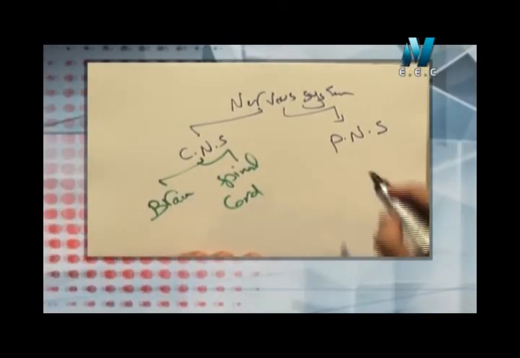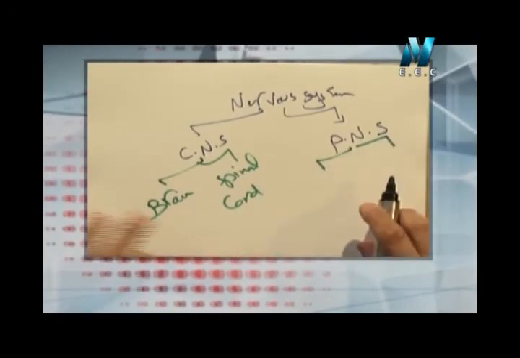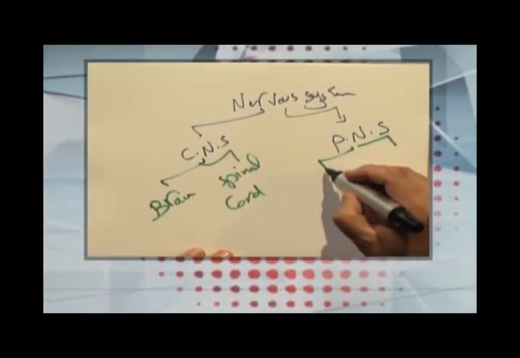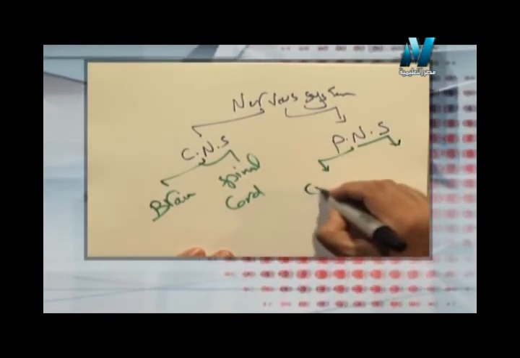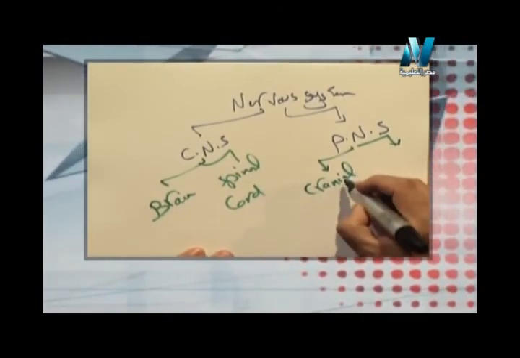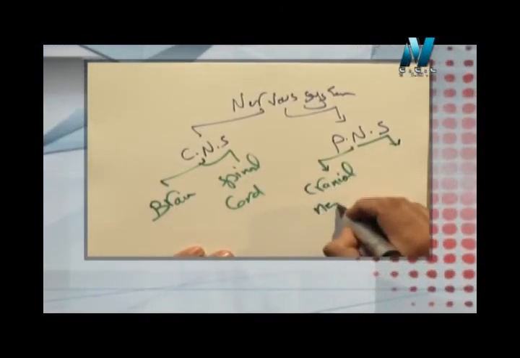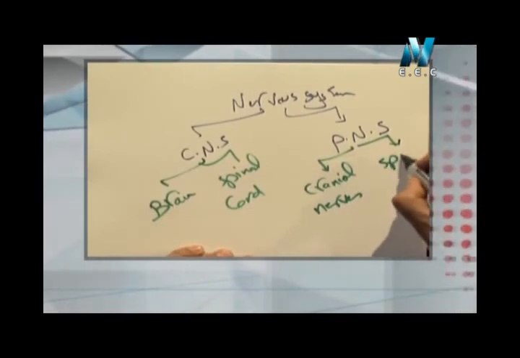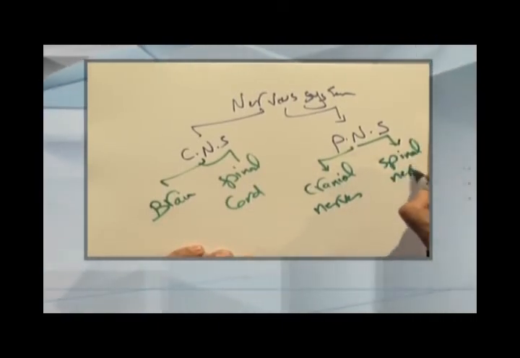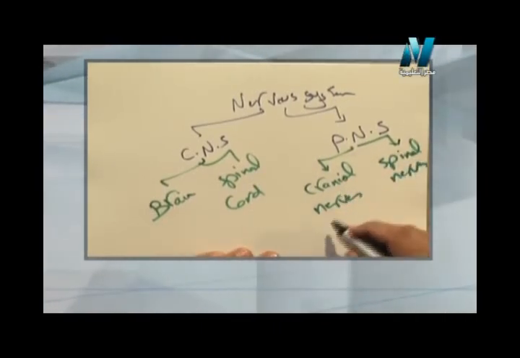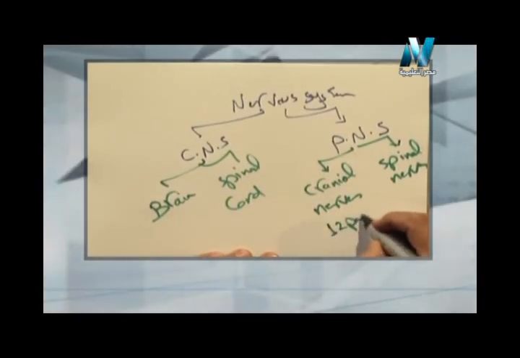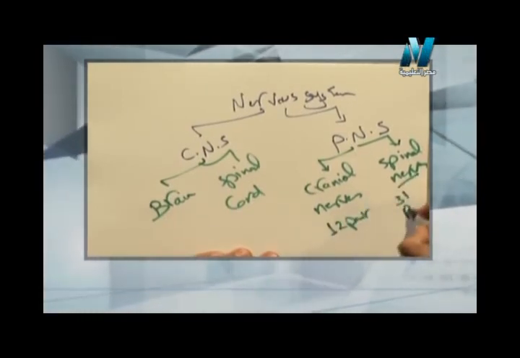So what about the peripheral nervous system? Peripheral nervous system contains or consists of 2 main parts which are cranial nerves الأعصاب المخية and also spinal nerves الأعصاب الشوكية. And we know that cranial nerves are 12 pairs and the spinal nerves 31 pairs.